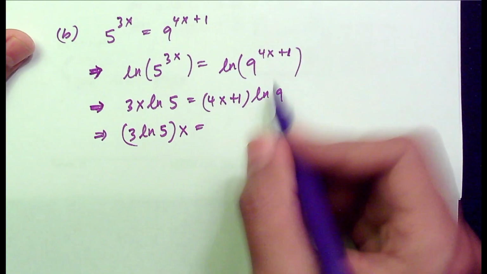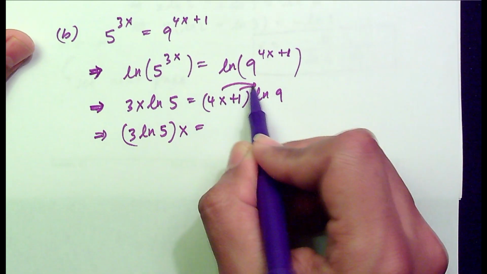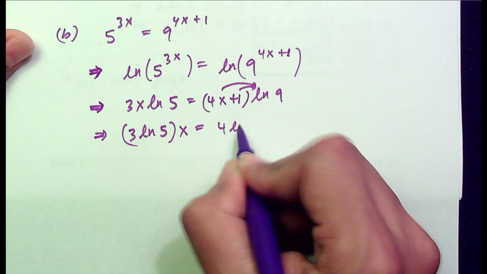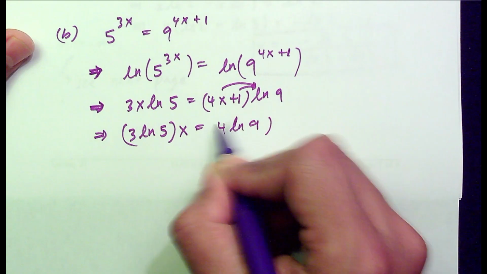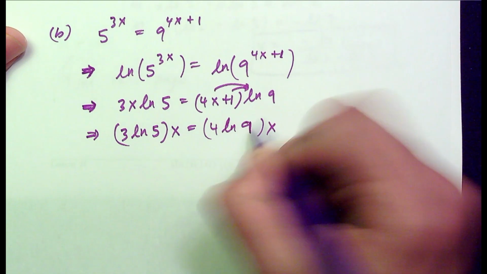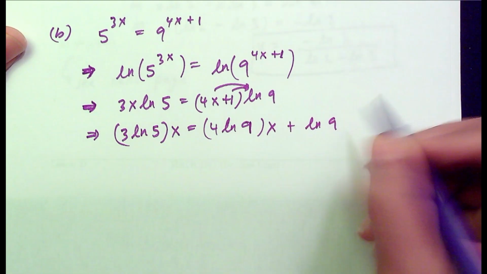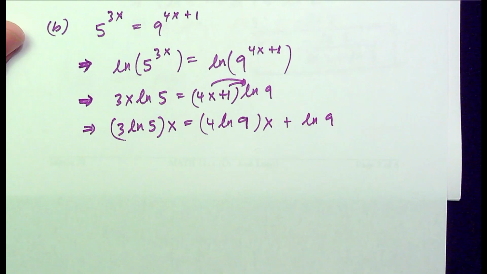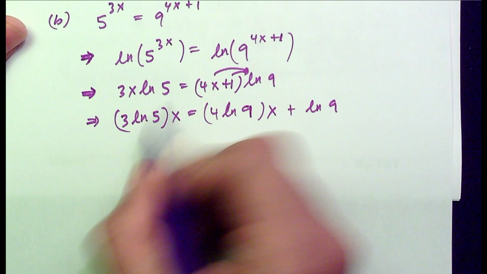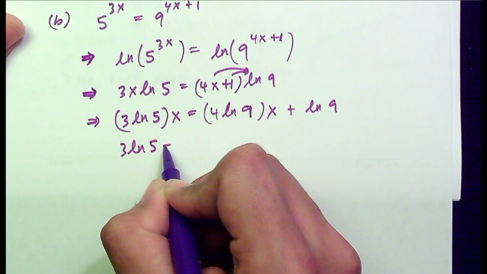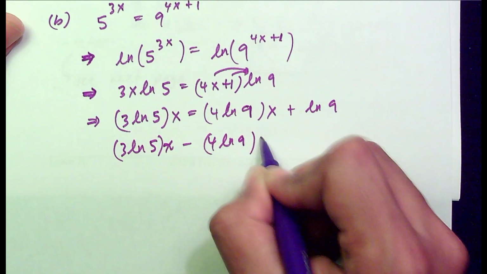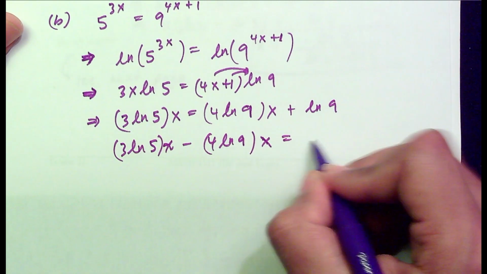And then same here. When I distribute, you would have 4x ln of 9, but I put both constants in front of the variable because that's a better habit. It's not required, but looks better. And then plus ln of 9. Now I want all the x's on the same side, so move this to the other side. You're going to get 3 ln of 5x minus 4 ln of 9x equals ln of 9.